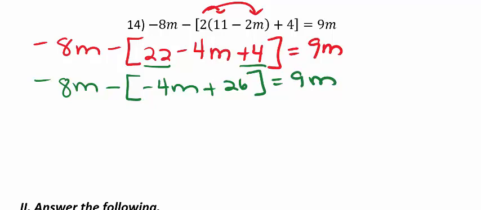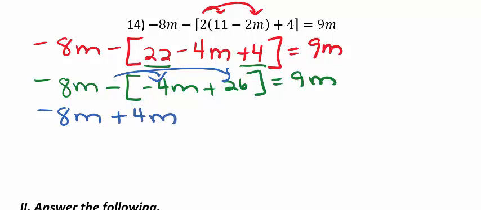And then I rewrite the rest. Now I want to distribute this minus sign inside of these brackets. I'm going to rewrite negative 8m. A negative times a negative is a positive, so that's going to be a plus 4m. And then a negative times a positive is a negative, so this becomes a minus 26.